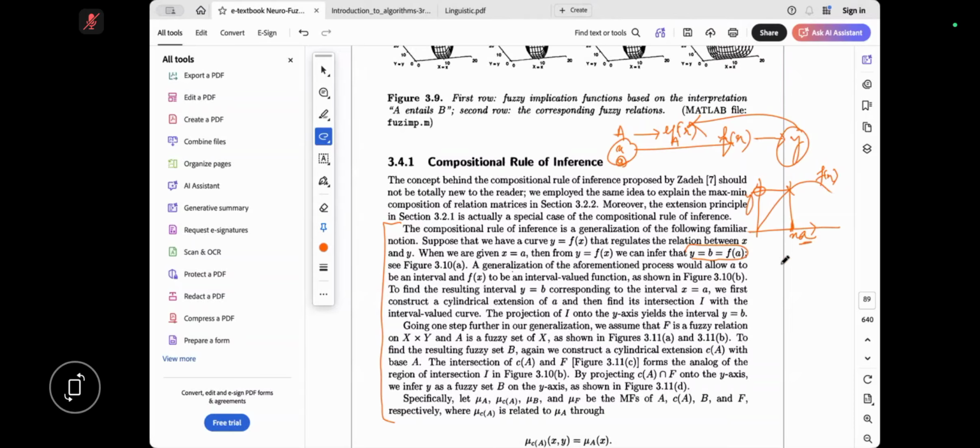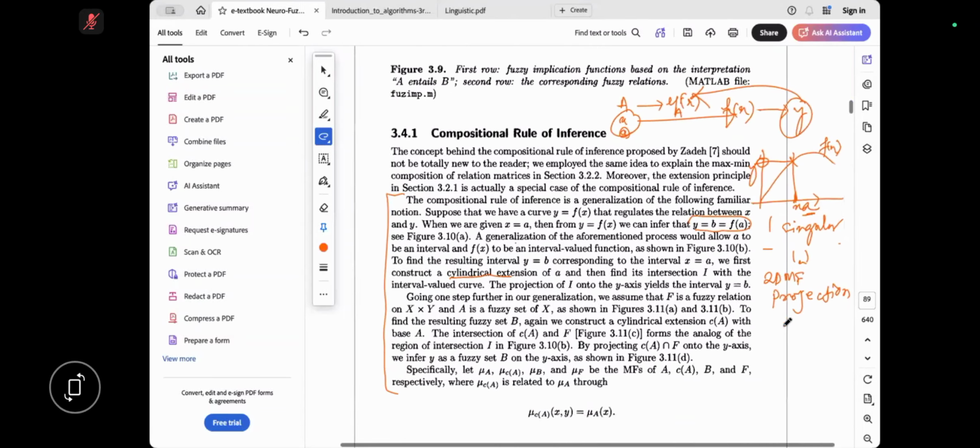If my A value is a singular value, I'll get a single value like this. If A value is an interval, I'll get an interval value. Why, and when will it be an interval? When it is a 2D MF, I will be having projections. When the projection concept comes, these are the cylindrical extensions of f of x and A. Then the extension will give an interval value.